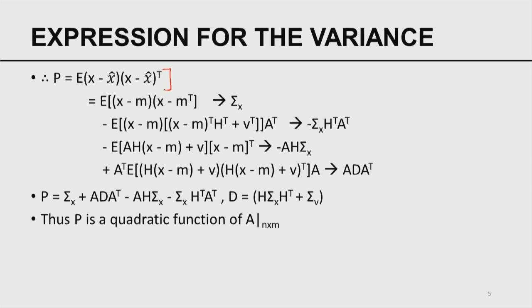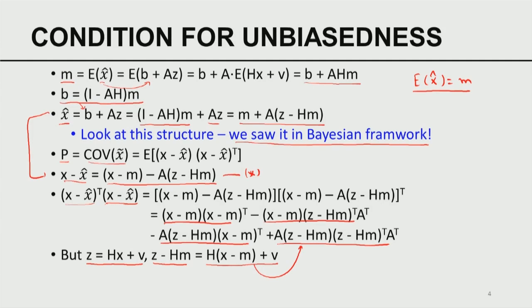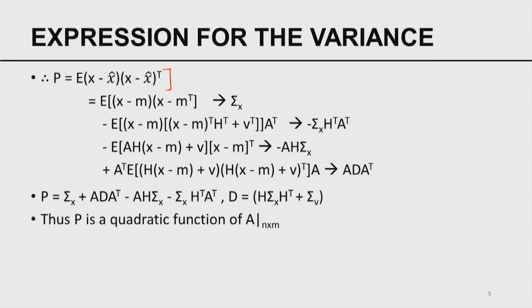There's a parenthesis that's missing. So I can substitute all the four terms from the previous page in here. So I have now a sum of four expected values. The first term you can readily see is sigma x. The second term is minus sigma x times H transpose A transpose. The third term is minus A times H times sigma x. The fourth term becomes A D A transpose, where for simplicity of notation, D denotes H times sigma x times H transpose plus sigma v.